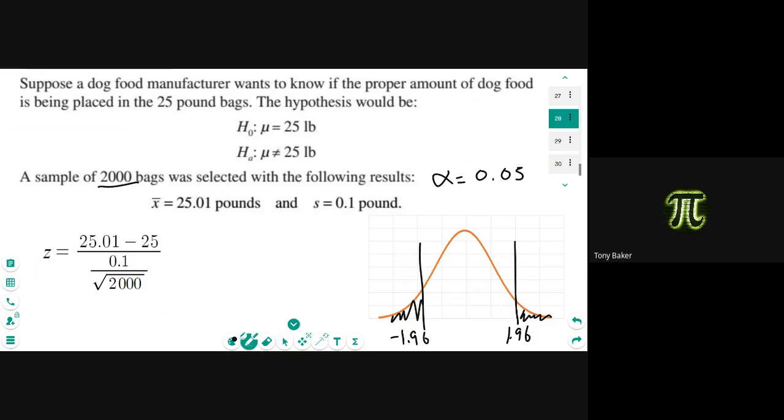All right, so what did we get as the answer? 4.47, I think, or 6? Yeah, 4.47. So I'm rejecting, right? Because it's over here. Okay, so what is the final answer to this problem?